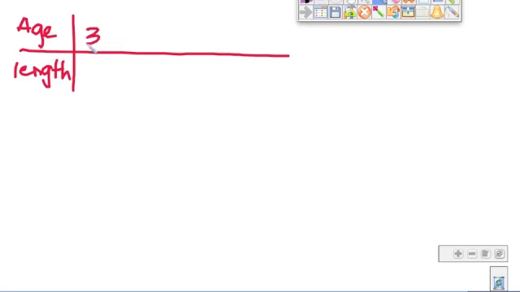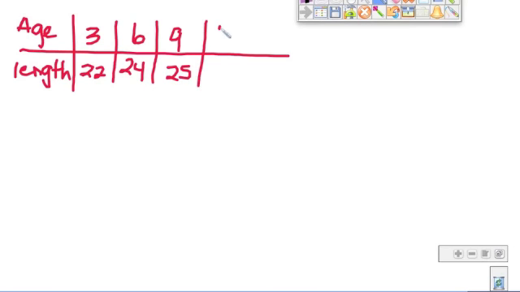So when they were 3, they were 22 inches tall. When they were 6, they were 24 inches. When they were 9, they were 25 inches. And when they were 12, they were 27 inches. So what we're going to do here is first make a graph.